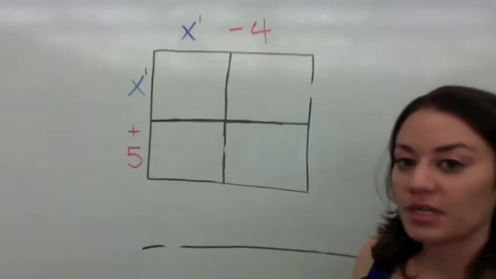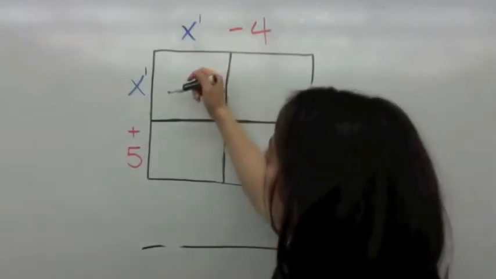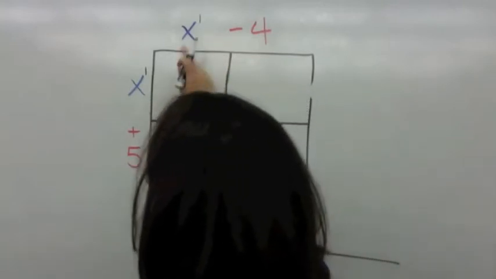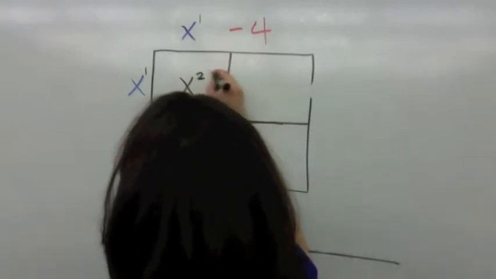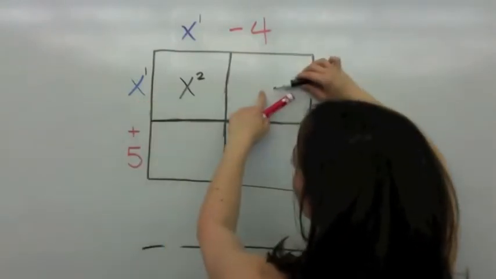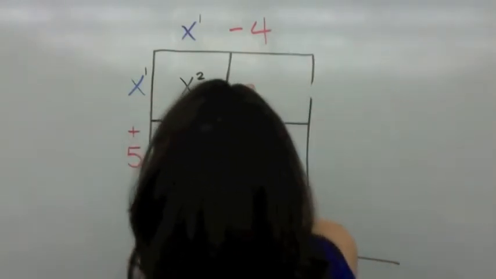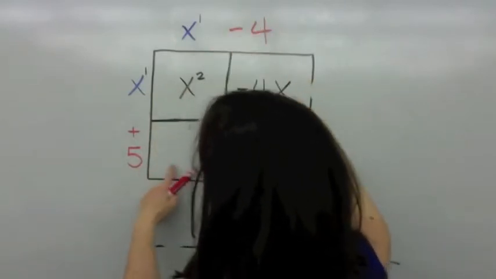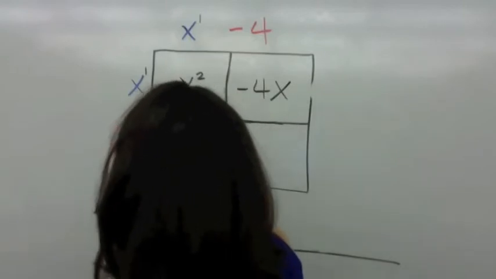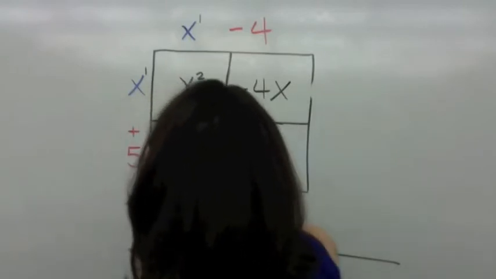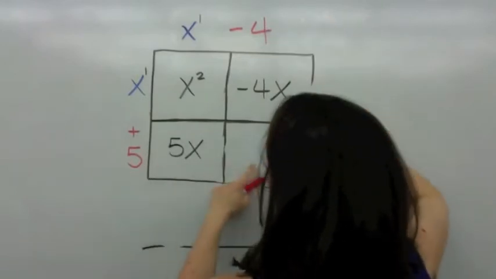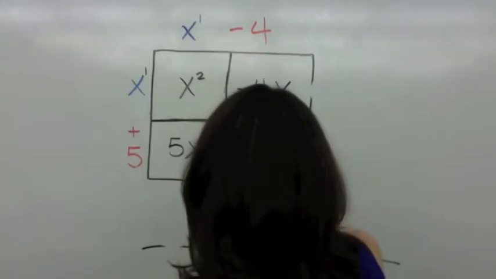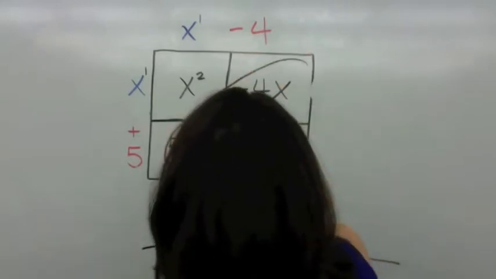Let's do one more example. You have the quantity of x minus 4 times the quantity of x plus 5. What is x times x in this square? It is x squared. What about negative 4 times x? Negative 4 times x makes negative 4x. In this square, you have x times positive 5, which makes 5x. And then a negative 4 times 5. Negative 4 times 5 is negative what? Negative 20.